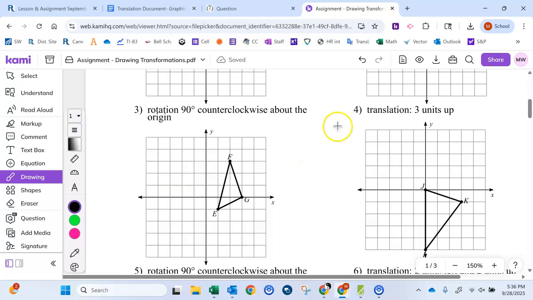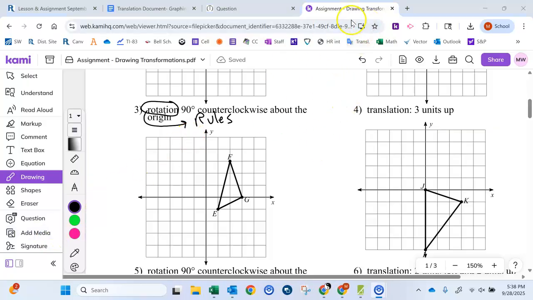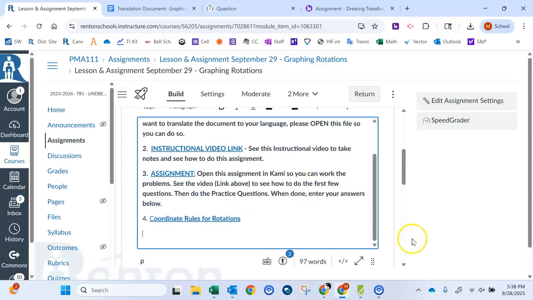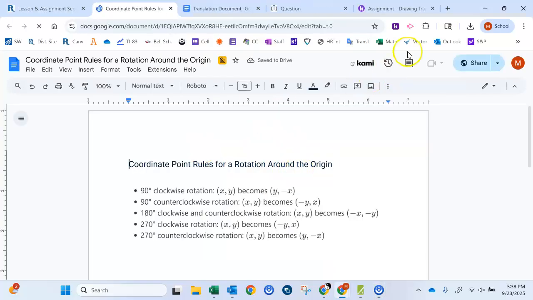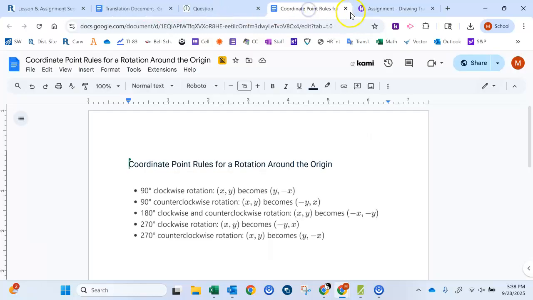Okay, so the first thing I would do whenever you're dealing with a rotation, just to keep it straight, is get the rules, okay? So maybe I should put the rules back into that assignment. Let me do that one moment. Okay, so I would highly advise you to use the coordinate rules when you're doing rotations. So I go back here, and I've already put this in. You didn't see it the first time, but here it is. So go ahead and open that up, and then you'll get a Google document. You should still see your Kami assignment over here, and move mine over there.